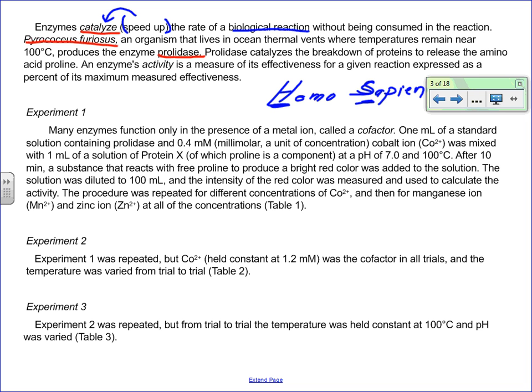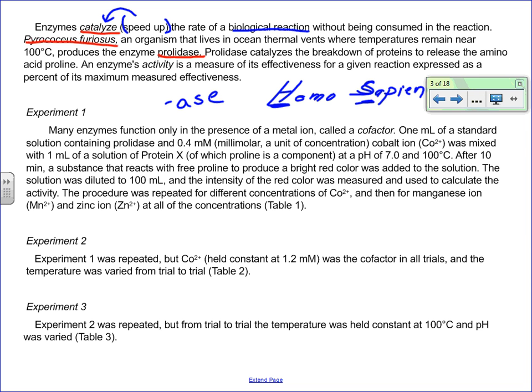Last but not least, prolidase. Is prolidase defined for us anywhere? No, we don't see it anywhere. Can we use context clues or background knowledge to figure out what it is? No, probably not. As we start to examine it, prolidase is an enzyme. The way that you know if it's an enzyme is because it's a word that ends in A-S-E. Any word that you see in science that ends in A-S-E is an enzyme. That means that it's doing something.